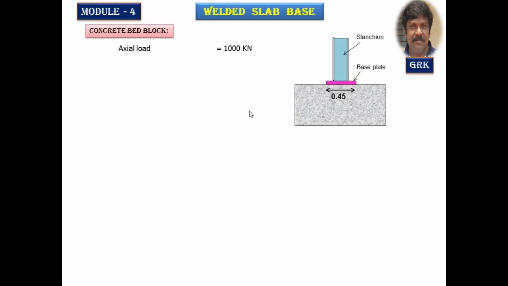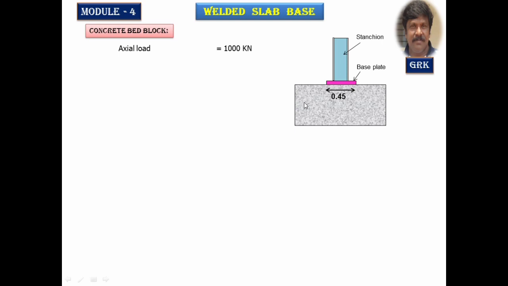Coming to the concrete block, it is the same as what we explained in your bolted slab connections. The total axial load is taken as 1000 kilonewton. We are going to design the dimensions of this, the length, breadth and depth of the section. Here the base plate is rectangular, 500 mm by 450 mm. I want the larger projection, therefore I am going to take the lower side of the base plate, that is 450 mm, so that I get the maximum projection and get the depth of the section where the load will be dispersed at an angle of 45° from the edge of the base plate.